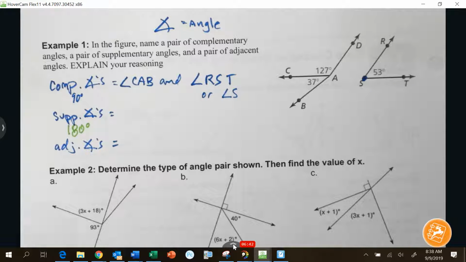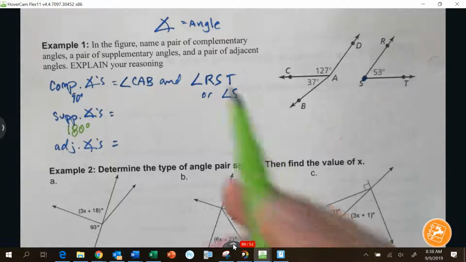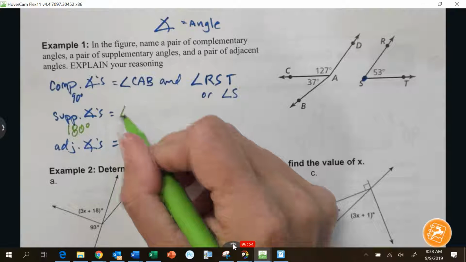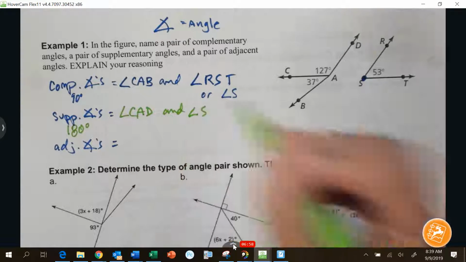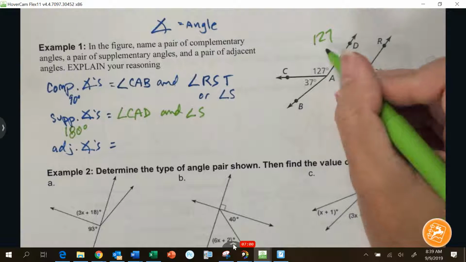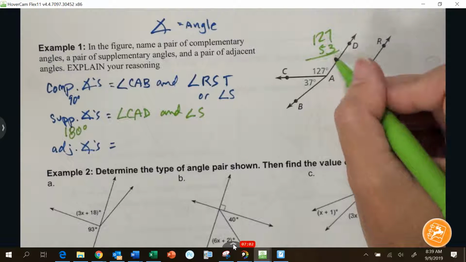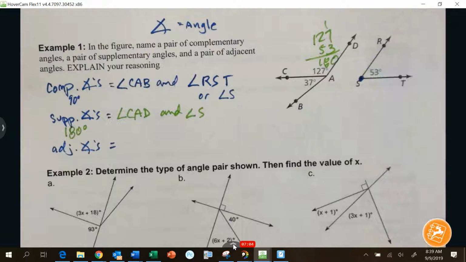John, do you see any supplementary angles here? Yes. What two angles? And the CAD. So if we add 127 plus 53, we get 180.